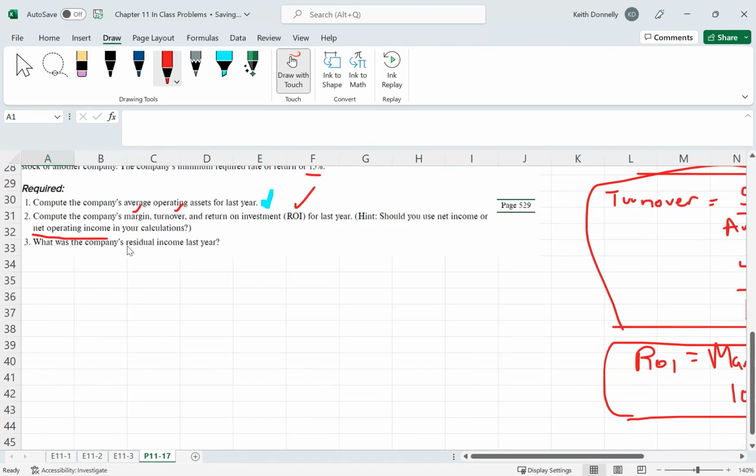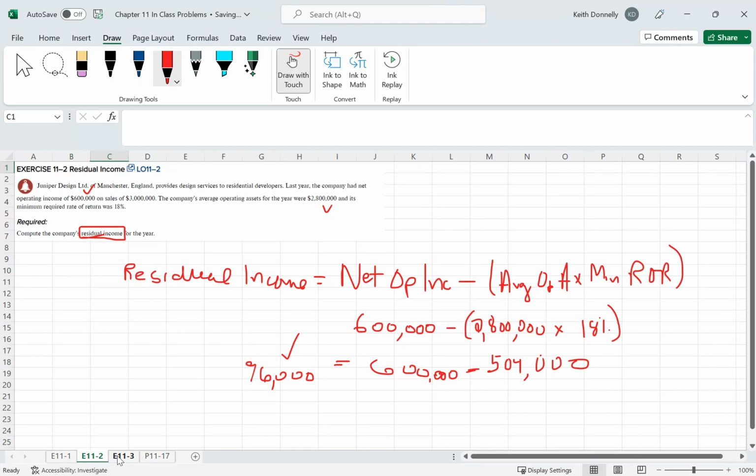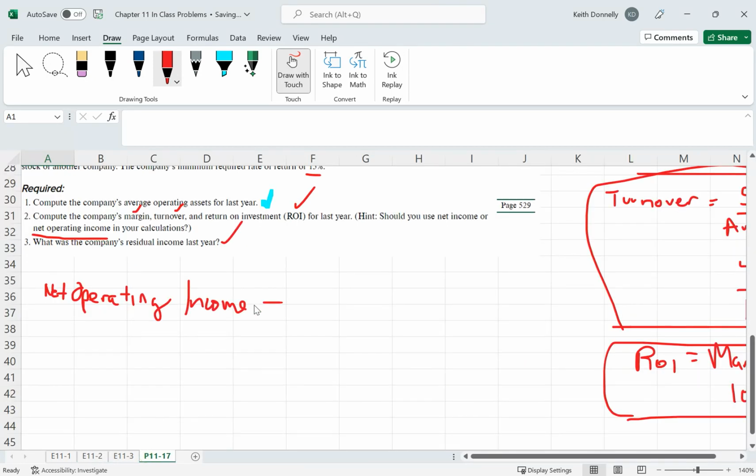All right, third one here. They want to know what was the company's residual income last year. Now in this case, we looked at it, it's going to be our net operating income, and then it's going to be, let's see here, minus, if we go back here, our average operating assets times our minimum required rate of return.